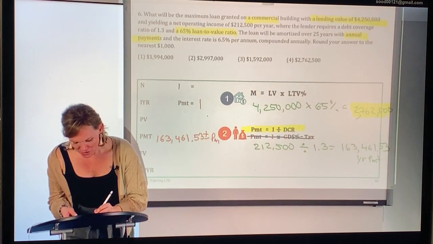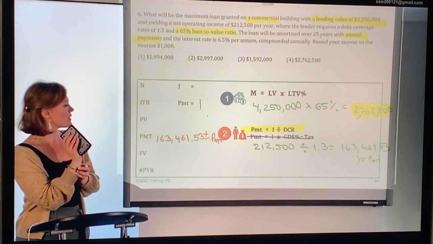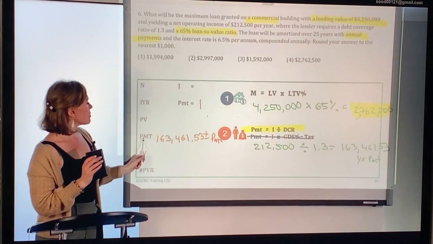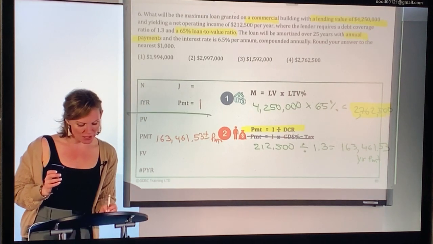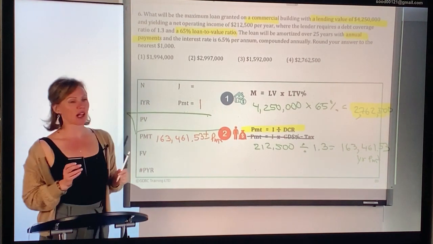163,461.53 plus minus PMT. So this is what I've done. I plugged it in as is, okay? If that was monthly, you would divide it by 12. Quarterly, divide by 4. Okay, payment is in. What are we looking for? We're looking to see how much the lender will lend them based on this payment, right? What's the present value? That's what we're looking for.